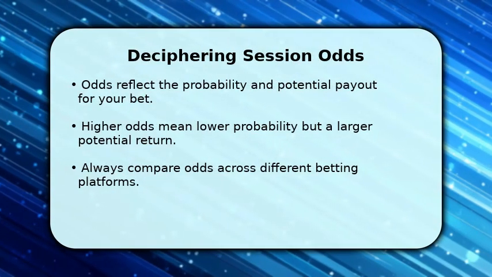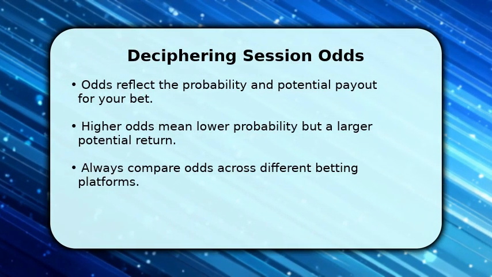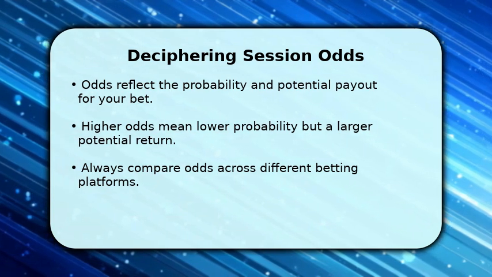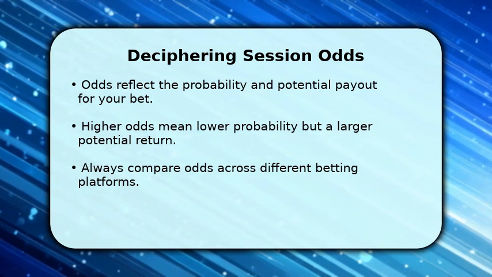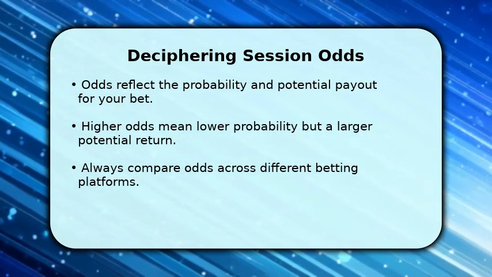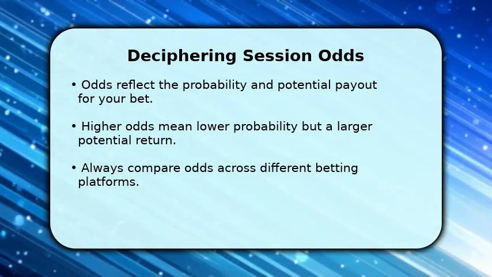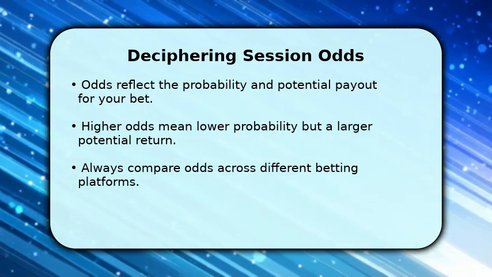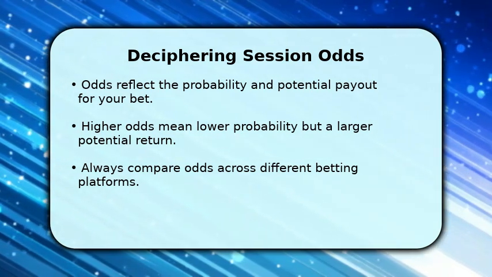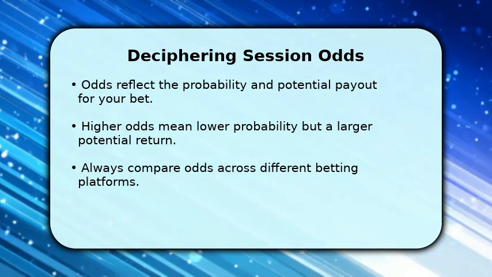Understanding session odds is crucial for smart betting. Odds are presented as numbers, like 1.80 or 2.10, indicating your potential payout. A lower number suggests a higher probability of that outcome occurring. For instance, if the over 150 runs option has odds of 1.90, it means a 100 rupee bet could return 190 rupees. Always shop around for the best odds.